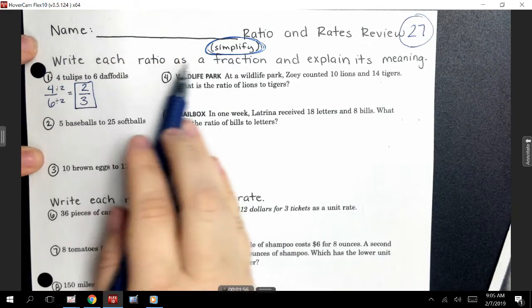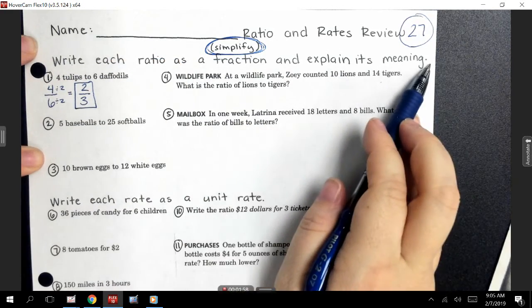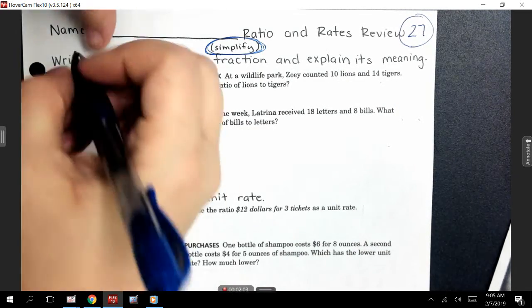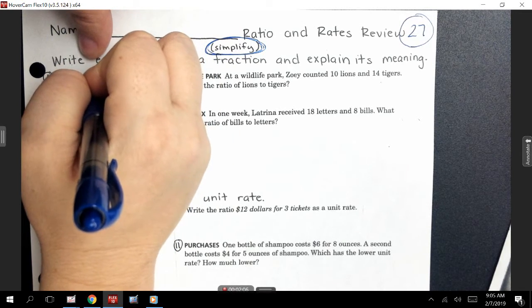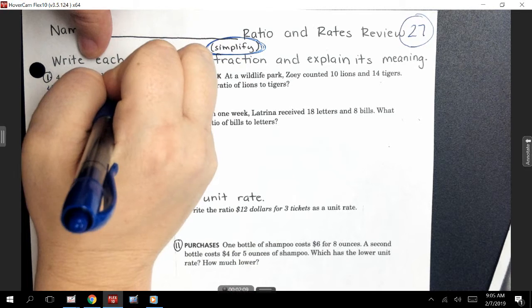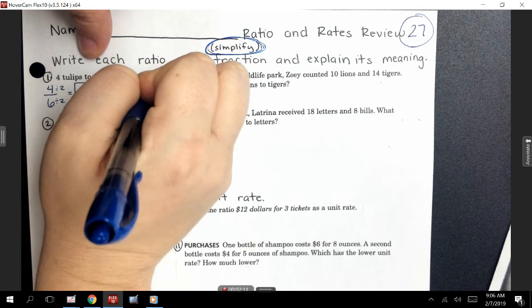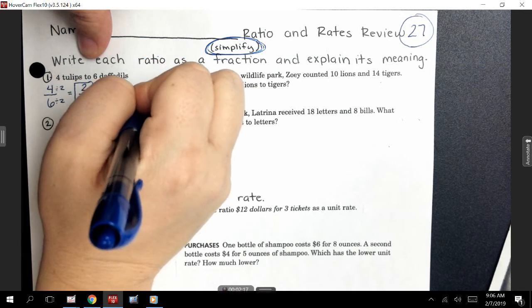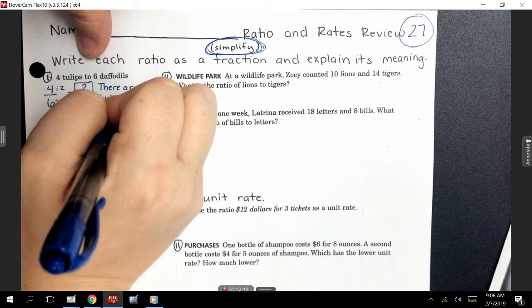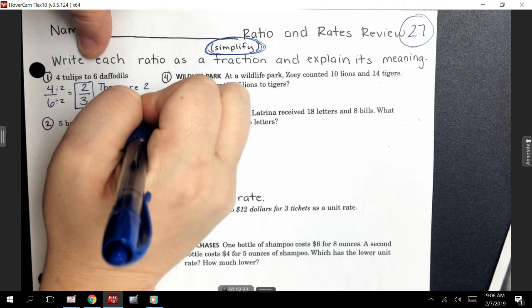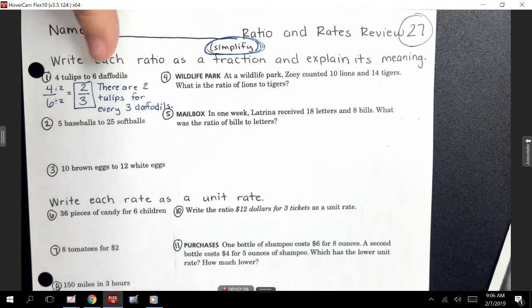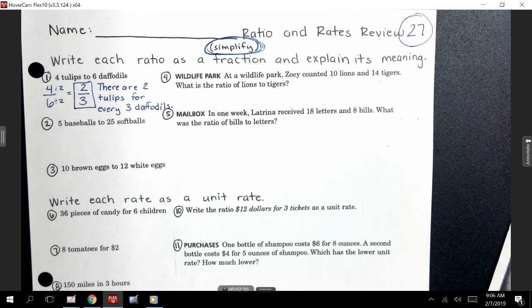All right, so my directions say write the ratio as a fraction and explain its meaning. So now we do need to do the explaining part. Does anyone remember how we're going to explain this, Dylan? 2 tulips for every 3 daffodils. All right, so I'm going to write there are 2 tulips for every 3 daffodils. You can tell I don't have a whole lot of room on here, so if you want to do your work on a separate sheet of paper, you can. I am going to take this up tomorrow, okay? There are 2 tulips for every 3 daffodils.